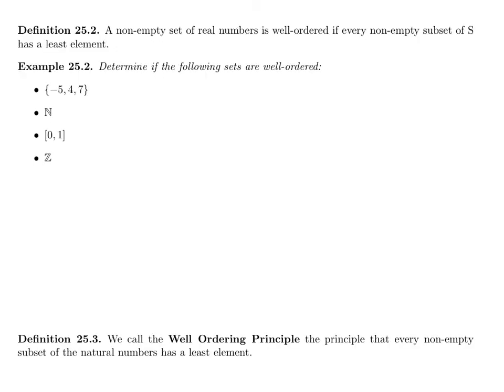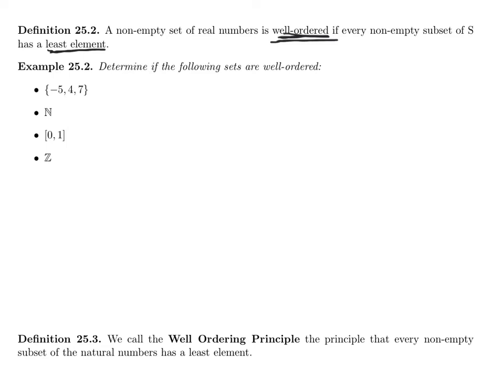All right. Sets with least elements are important to us with this idea of being well ordered. So we say a set of real numbers is well ordered exactly when every subset of it has a least element. So if you take any subset you like, there is a least element. So we have 4 examples here. Let's determine which are well ordered.